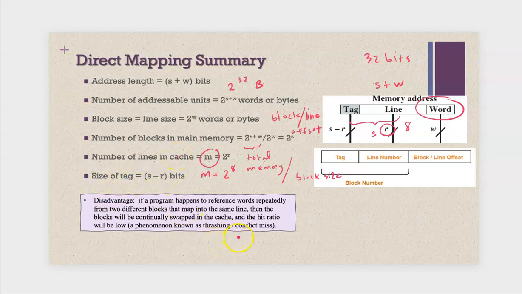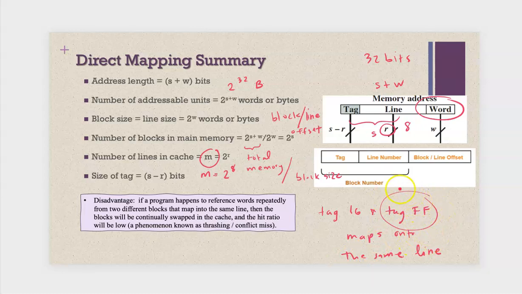So what is the disadvantage of direct mapping? The disadvantage is that if a program happens to reference words repeatedly from two different blocks that map onto the same line, we have seen tag 16 versus tag FF. Tag 16 and tag FF map onto the same line. Then the blocks will be continually swapped in the cache, because you are having a cache miss. And then you would ask the memory, please copy the data that I actually want, which is the data with tag FF, into the cache.